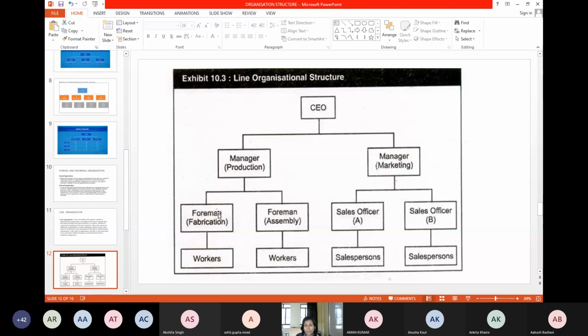So line and staff organization is where there are some staff people who are there to assist the line managers. For example, here is a production manager. A production manager is given a supporting staff or an advisory member, maybe from R&D or quality control. So here the production manager takes help of a quality control manager or an R&D manager in order to make his job more effective.